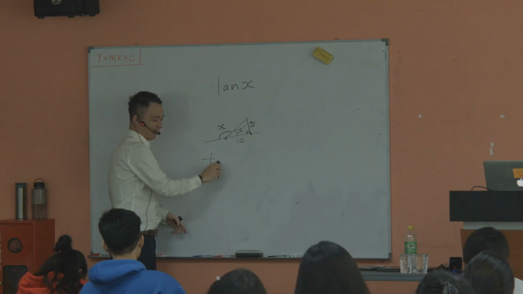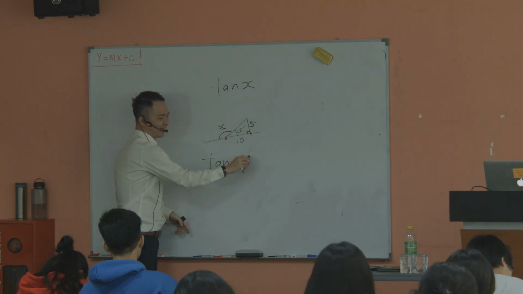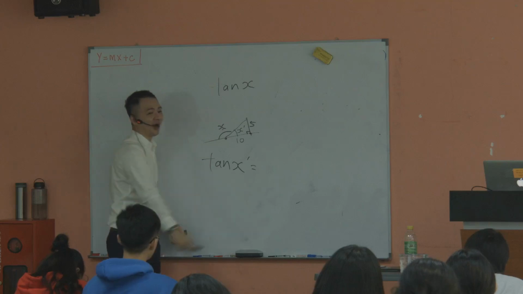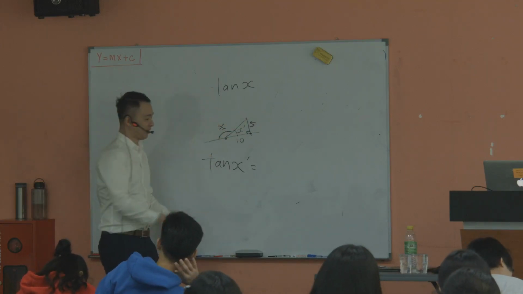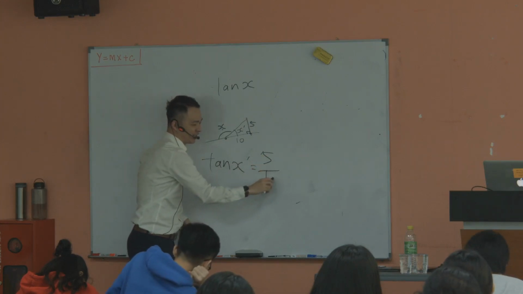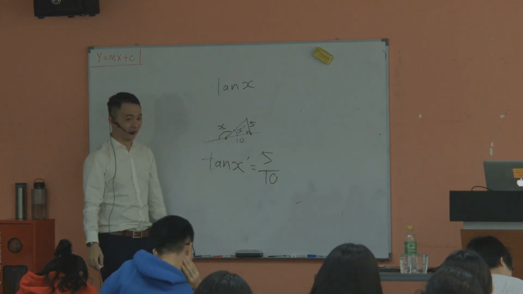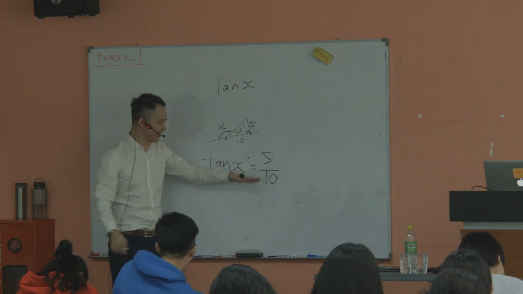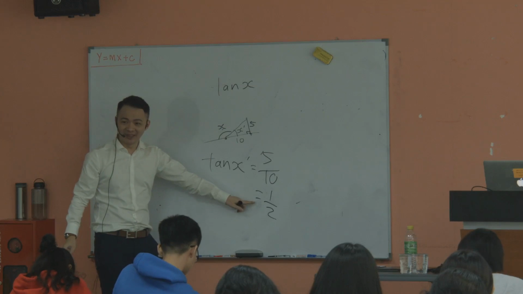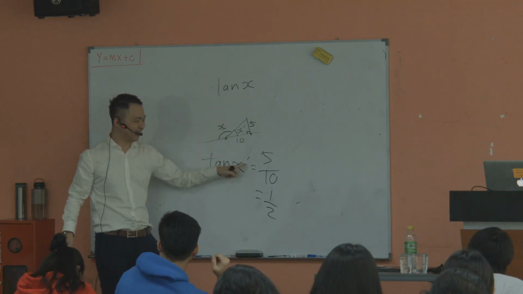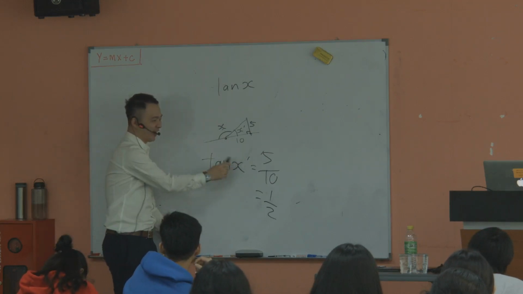This is what happens. Tangent x prime. Tangent is what? OA, opposite over adjacent. You almost got the answer. Yes, this is 1/2, I know. But the problem is, you want to find tangent x. It's not x prime. So you are not finding this one.